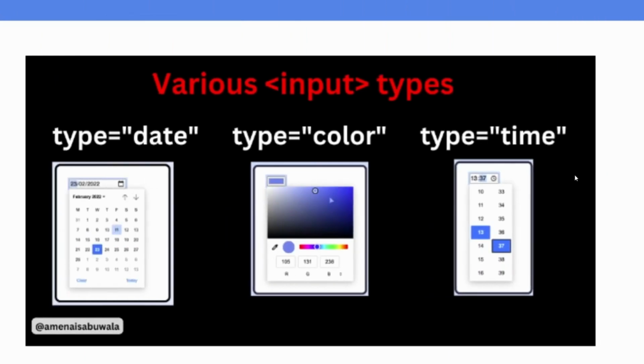Now it's time for you to practice. We have several types. If I write date instead of text, then it will show it to me like this. And if I write color, then we'll have the options of colors. Isn't it great? And we have time. If I write here time, then it will show me the time. Okay, so just try this and explore these kinds of things for more practice in HTML.